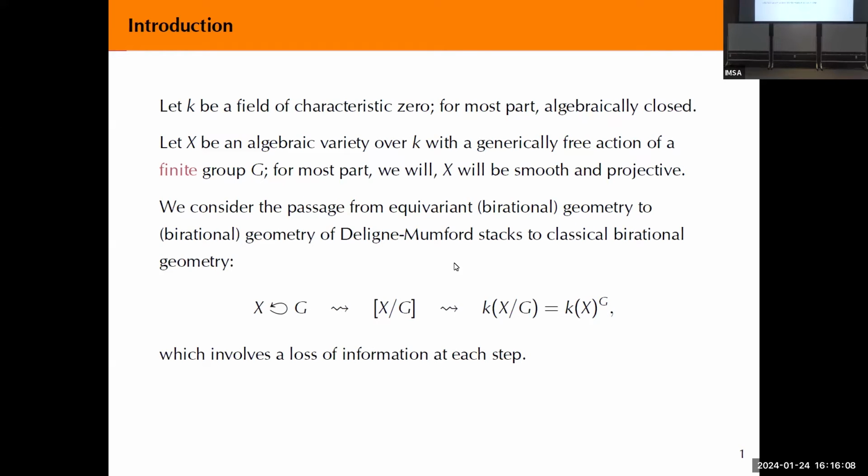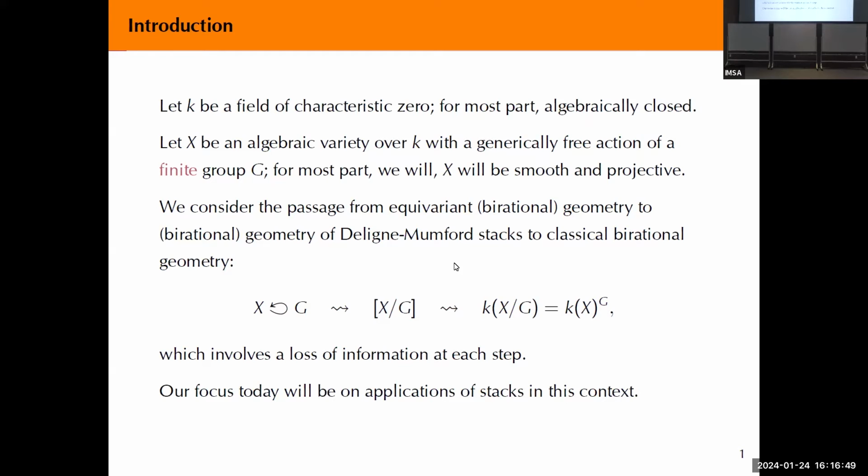And when we think about these questions, there is a passage to keep in mind, namely, you can start from varieties with G actions, then you can look at the quotient stack, and then you can look at the invariants. And at each step, there is a loss of information. So in particular, of course, we can imagine there are many double covers of P2, different varieties. Take P3 with an involution, or a complex surface with an involution, take the quotient to get P2, and of course, the original actions are completely different.